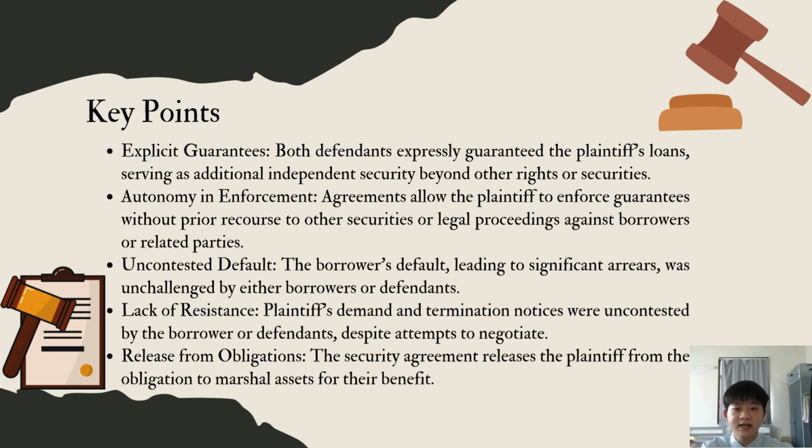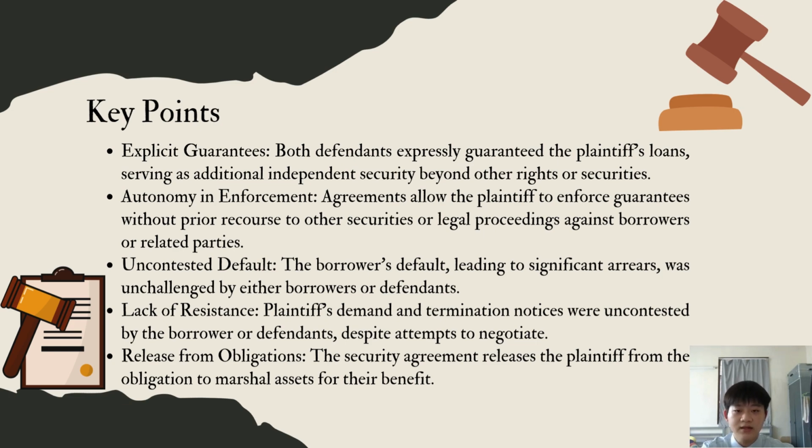For this question, it has 5 key points. The first one is about the explicit guarantees. Both defendants expressly guarantee the plaintiff's loans, serving as additional independent security beyond other rights or securities. The second one is about the autonomy in enforcement. The agreement allows the plaintiff to enforce the guarantee without prior recourse to other security or legal proceedings against borrowers or related parties.